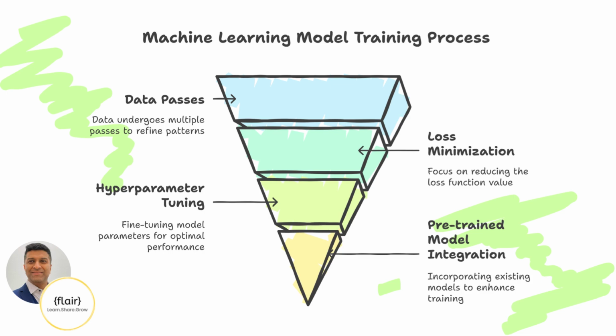Another cool thing that's become more common is using pre-trained models or embeddings. Think of it as a shortcut. Rather than starting from scratch, you leverage a model that's already learned some general features and adapt it to your task. It saves time and often boosts performance.